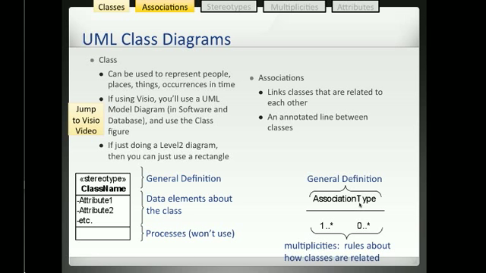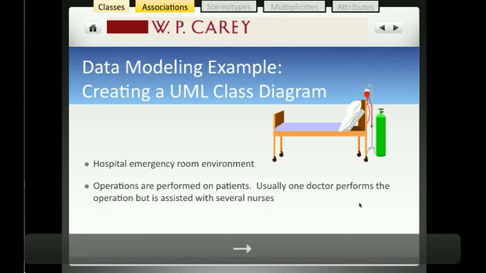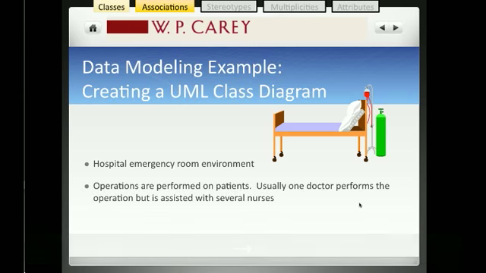So let's think about an example where we can identify what the classes and the associations between those classes are. Take a moment to pause and think about what a hospital environment has. Within the emergency room, it's likely that there's an operating room that's used to operate on patients that come in through the emergency room process. Those operations are performed by usually one doctor, but that doctor might be assisted by several nurses, depending on the complexity of the process that's being performed.